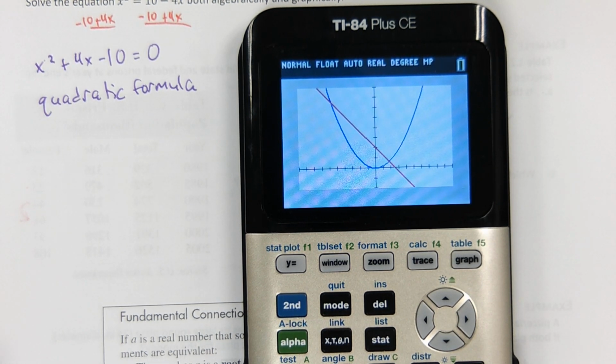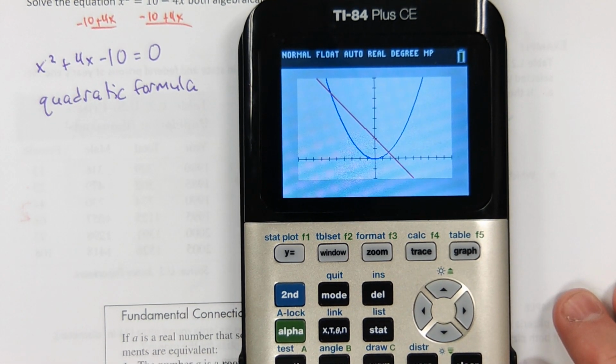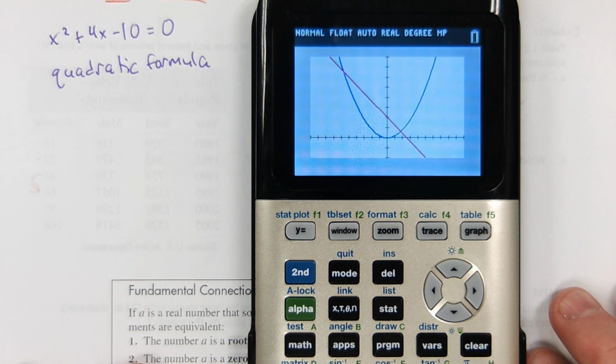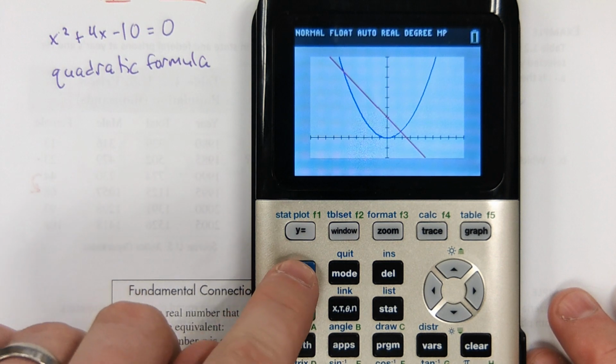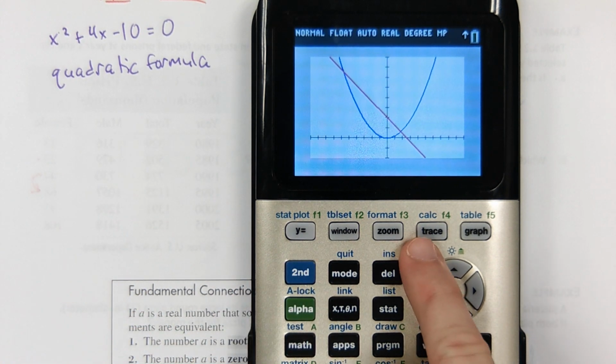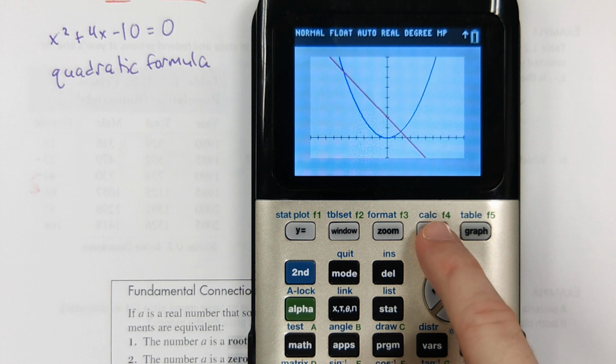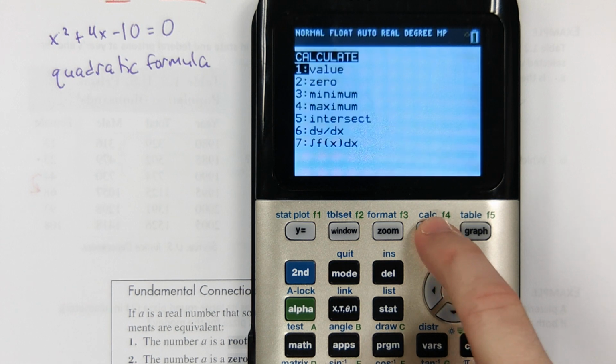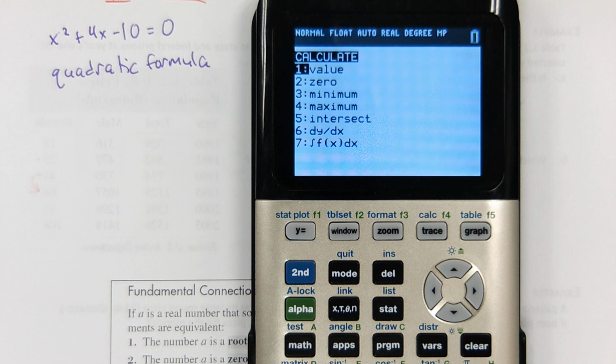Here are the directions, the button clicks that you need to use. So you might want to write them down. It's going to be in the video, but still. First things first, we're asking our calculator to calculate something, intersection points. So second, and then right here, above the trace button, it says calc. So it's second, then trace. This calculator can calculate many things for us from our graphs.